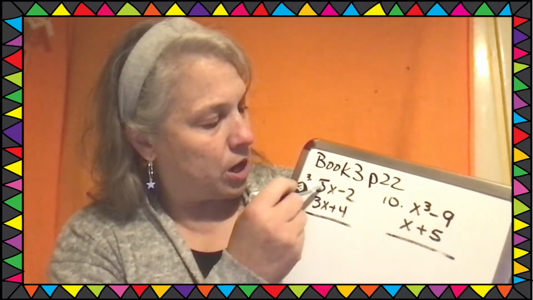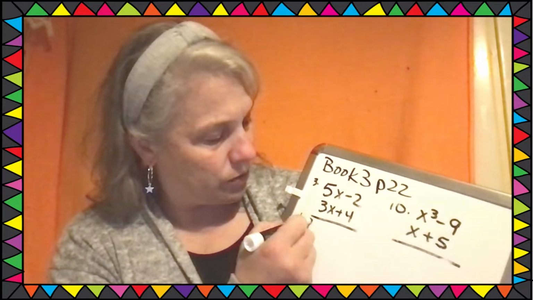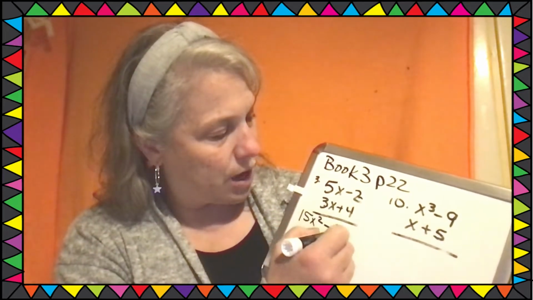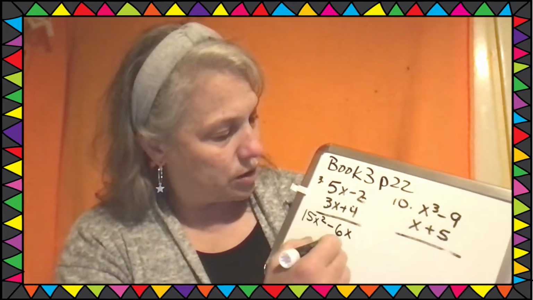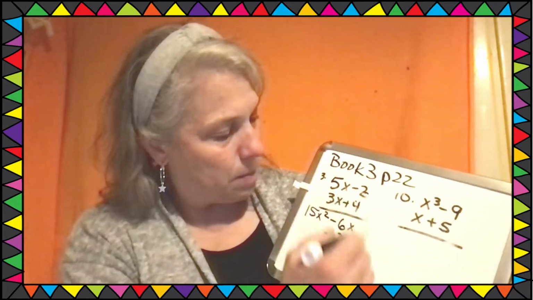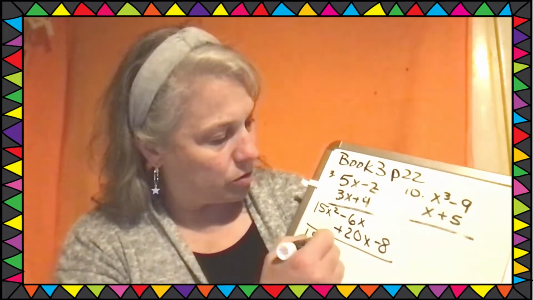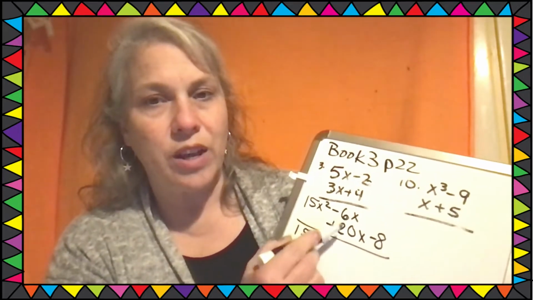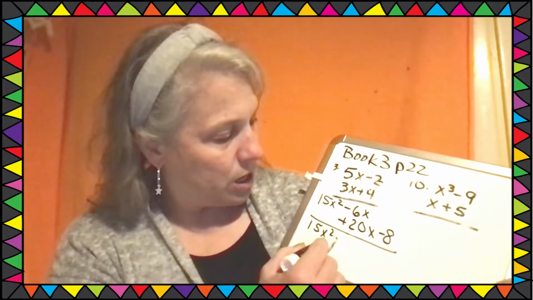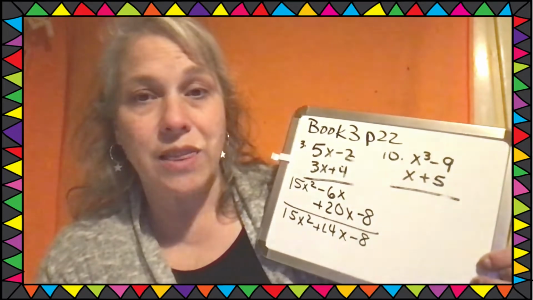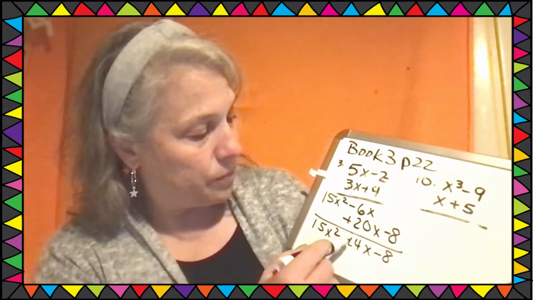So I'm going to go 3x times 5x is 15x squared, minus 6x, plus 20x, minus 8. Then I add them together, 15x squared. That's a negative 6 plus a positive 20, which is a positive 14x, minus 8. And that is my final answer.